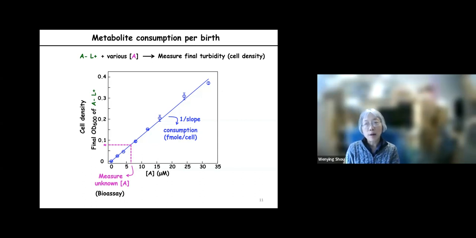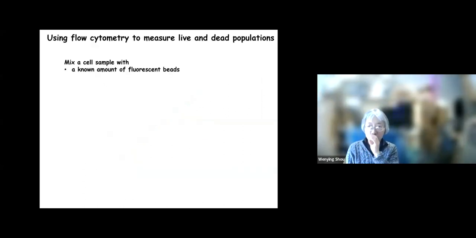So now, this consumption is very easy. Now, what about release? For release, we want to know the cell density, the same as HPLC. We want to distinguish live versus dead populations, because we want to know whether the release is caused by dead versus live cells, which can alter the interpretation of the experiments.